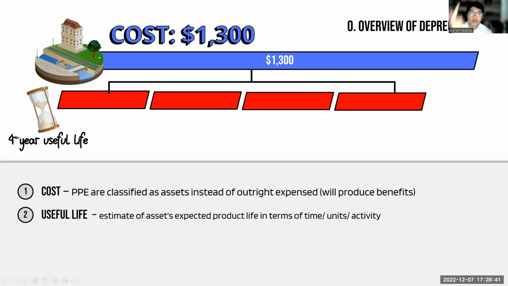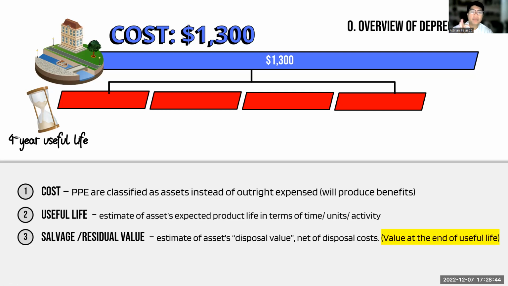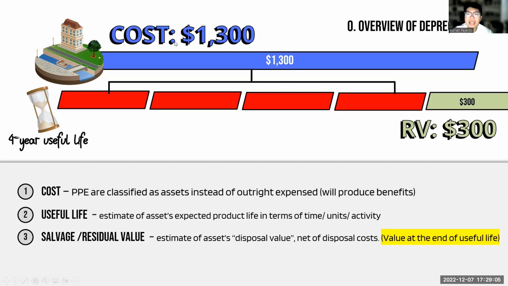Alam natin yung cost, alam natin yung useful life. The third term I want you to know is salvage value. So salvage value or residual value, or RV for short, is our estimate of our asset's disposal value net of disposal cost. So basically, the salvage value or residual value is the value at the end of useful life. So let's say, at the end of 4 years, I expect na pwede ko pa naman ibenta yung computer ko at $300. Meaning, a portion of it will definitely be expensed.